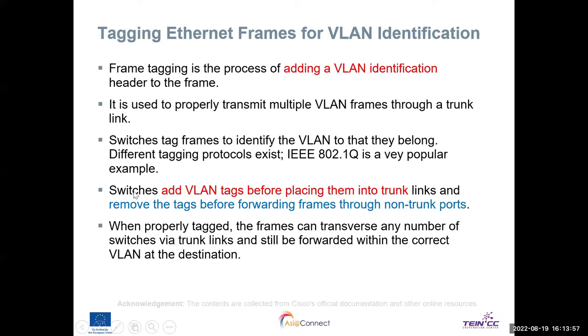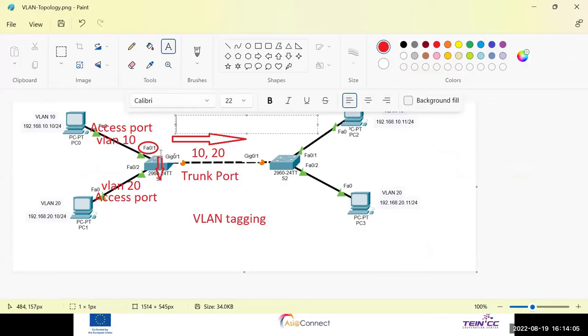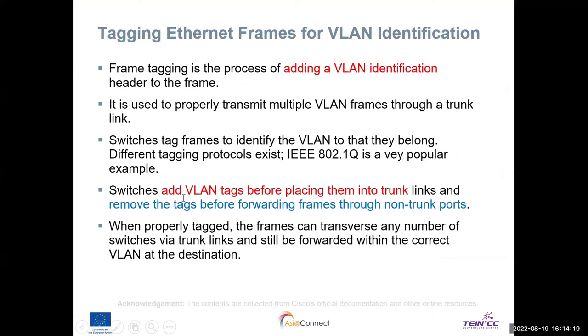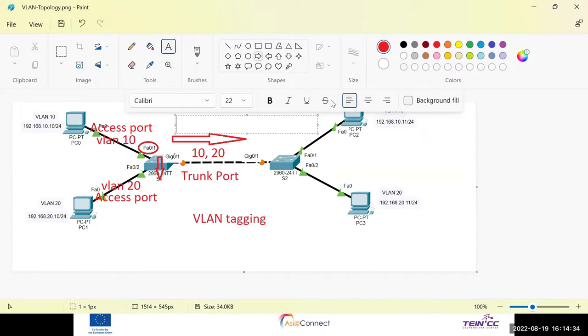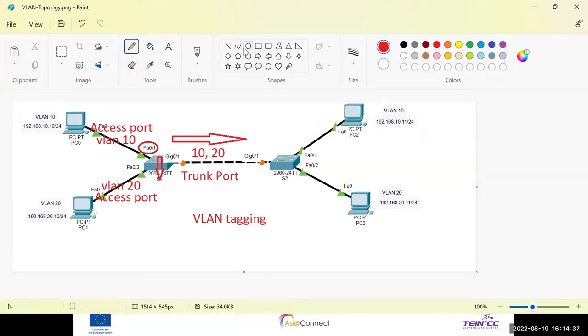So what happens is that, you see this part, switch one. Let me show you again. Switch one, the first switch, when it is placing the frame on this trunk port, before placing the frame on the trunk port, switches add a VLAN tag before placing it into the trunk line. And then the other switch removes the tag before putting it in the non-trunk port. So VLAN tagging will be done in this port, and then the frame will go through this line, and then it will reach switch two, and switch two will remove the tag.